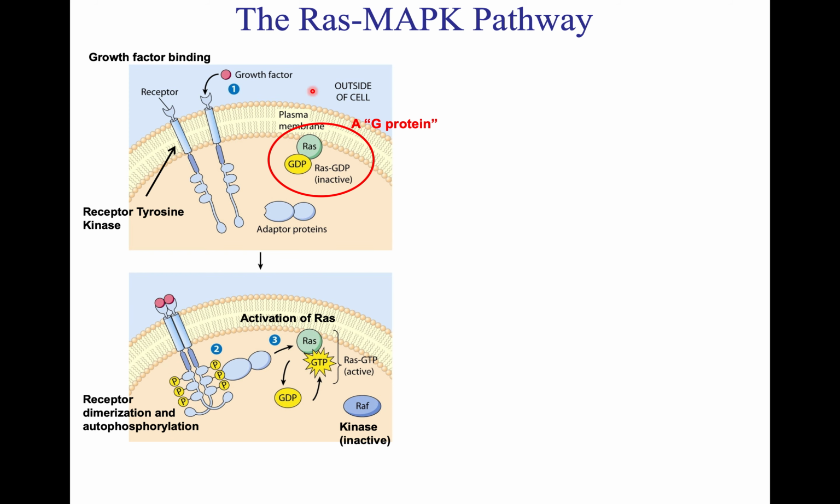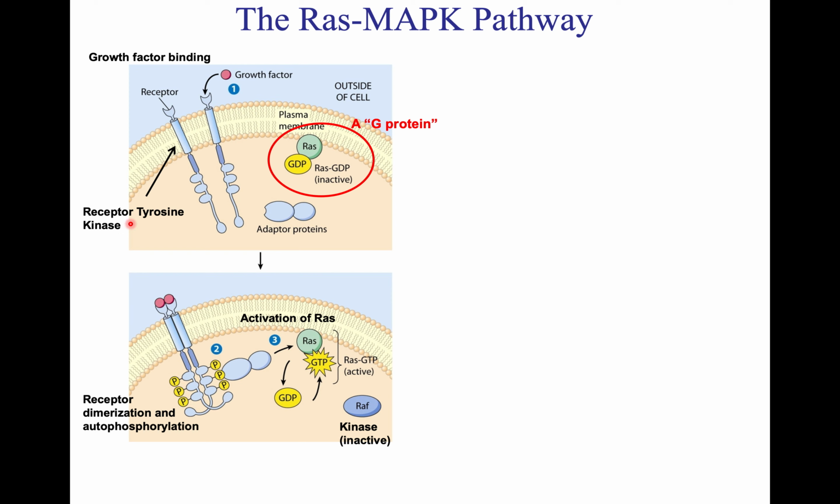As we just discussed, this pathway starts with a ligand, in this case a growth factor, binding to a receptor. The receptor for the RAS pathway is what's called a receptor tyrosine kinase. This means that the receptor itself actually has kinase activity. Remember, kinases are enzymes that can phosphorylate other proteins.